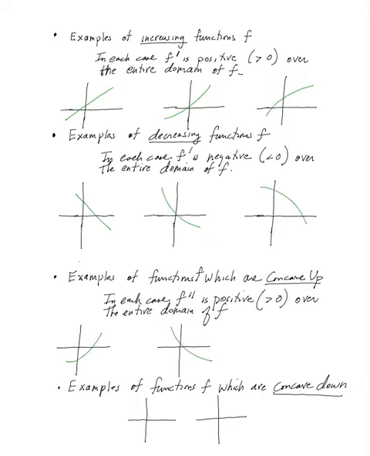Finally, examples of functions which are concave down. This means that the second derivative is negative.